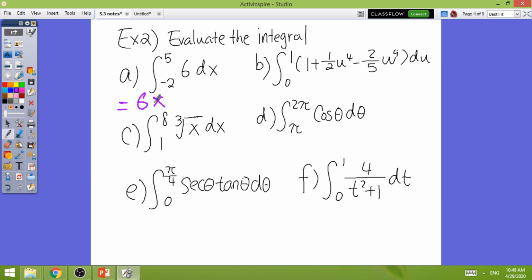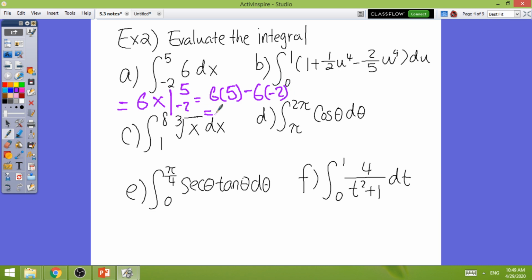So here's another way you can check. What's the derivative of 6x? That's 6, right? So you're going backward to get the original function, 6x. This one is bounded from -2 to 5. Using FTC part 2, we have F of 5 minus F of -2, so 6 times 5, and then minus 6 times -2.